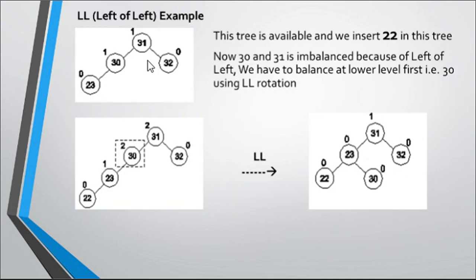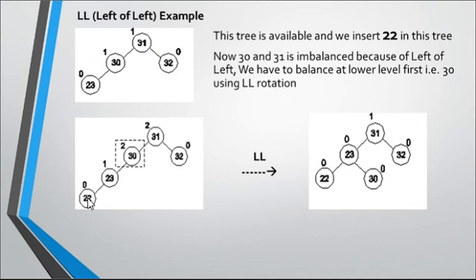So this is an example over here. 31, 30, 32 and 23 is a tree available. The balance factor of each node is calculated. The tree is available and we insert 22 over here. Now 22 is lesser than 31, lesser than 30 and lesser than 23. So we will insert 22 over here.